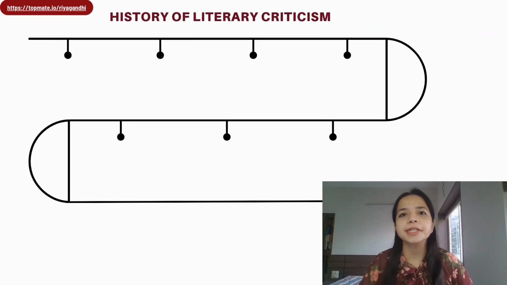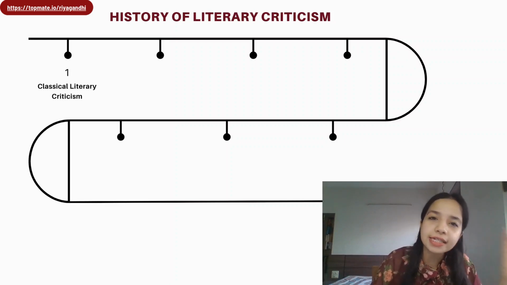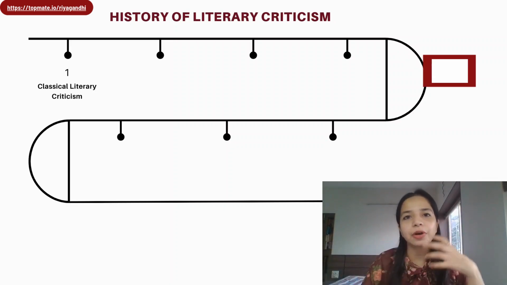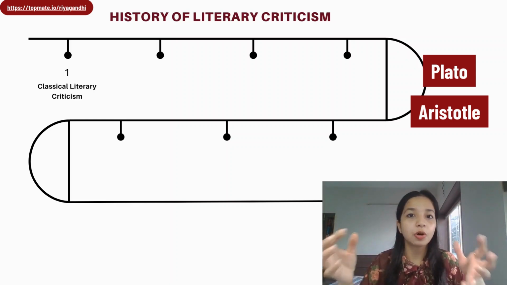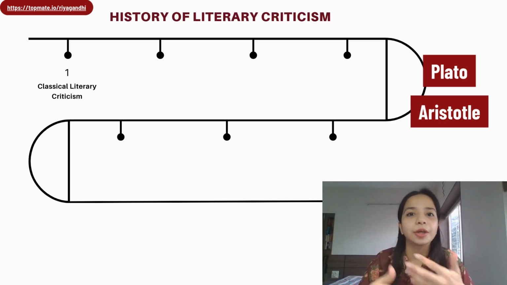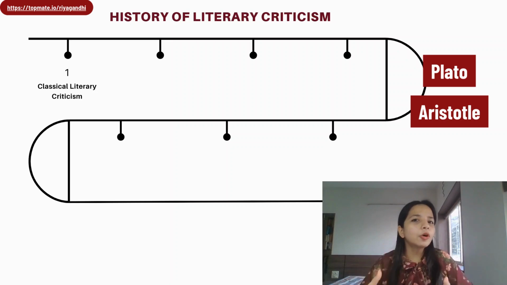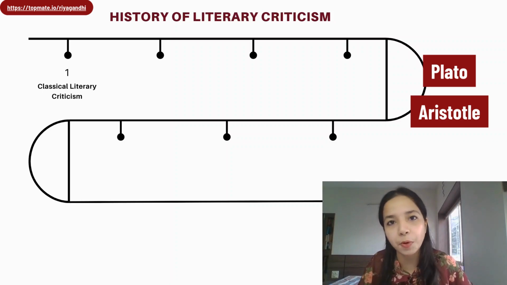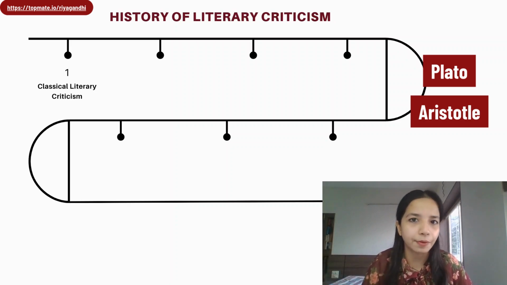The very origins of literary criticism can be traced to classical literary criticism, mostly identified with Plato and Aristotle. Some of the most famous works of Plato are the Republic and the Ion, and you have Aristotle's The Poetics. In both of these works, although they are talking about two very different ideas, Plato is going against poets and poetry, and Aristotle on the other hand is defending poetry.